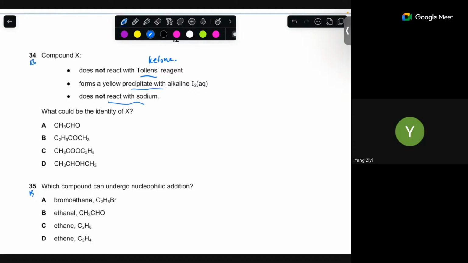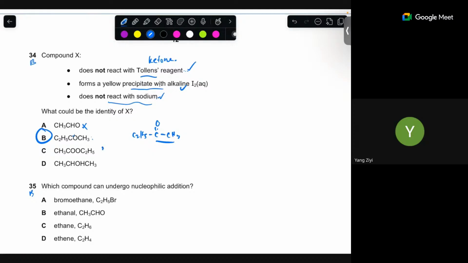Does not react with sodium. Does not react with sodium. So it cannot be aldehyde, because aldehyde should react with Tollens' reagent. Here this is a ketone. For B, does not react with Tollens' reagent. Correct. Ketone does not react with sodium. Correct. Forms a yellow precipitate because the C2H5, C double bond O, and then there is CH3. Yes, there is going to be yellow precipitate. This is going to be B.